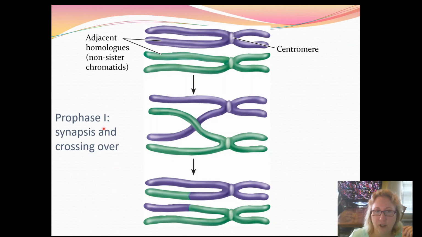So crossing over occurs before that first division, and you can see what the result is here, is that we end up with chromatids that are different. So we have an unaltered chromatid here, and then we have two chromatids that have a mixture of DNA from the two different parents. And this is going to increase genetic variation in the offspring.